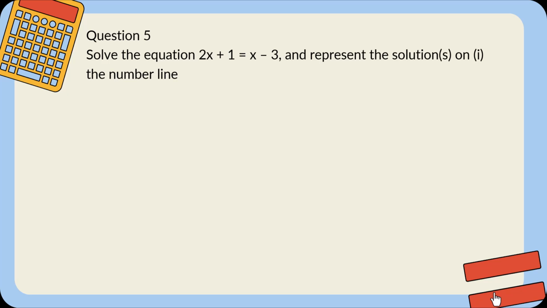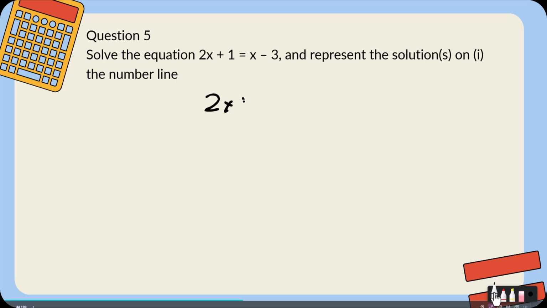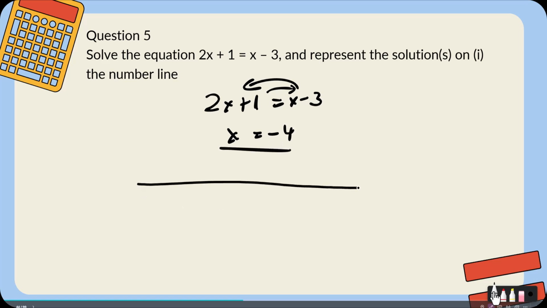Solve the equation 2x plus 1 is equal to x minus 3 and represent the solution on a number line. Very simple. 2x plus 1 we have, x minus 3 we have, right? X goes here, 1 goes here. So it'll become 2x minus x, that is x, and we have minus 3 minus 1 will become minus 4. So again on the number line, it's easy to represent, right? You draw a number line, you know it's going to be minus 1 and minus 2, minus 3, minus 4, right? So this will be your point. This is the x, right? x is equal to minus 4, this point.